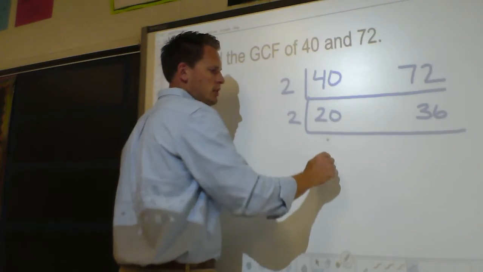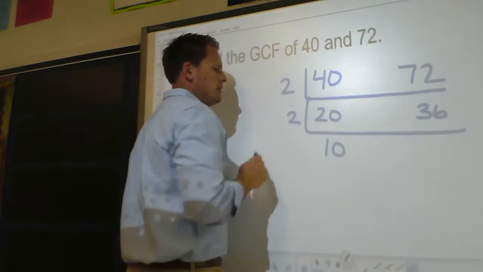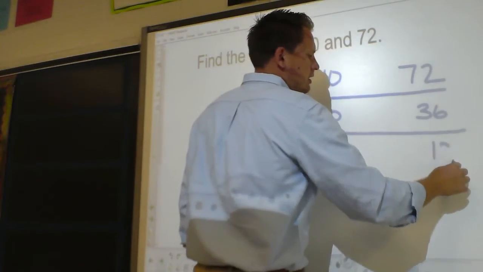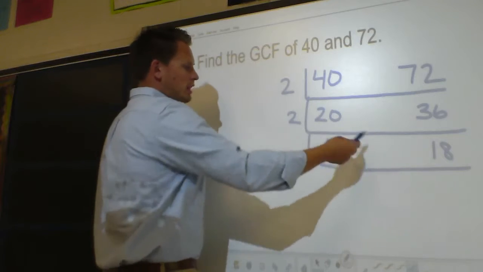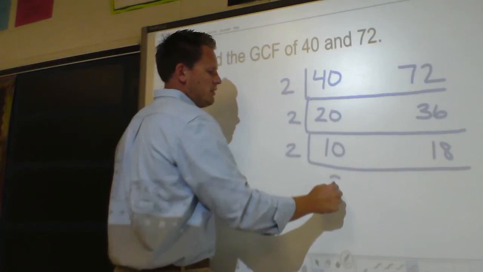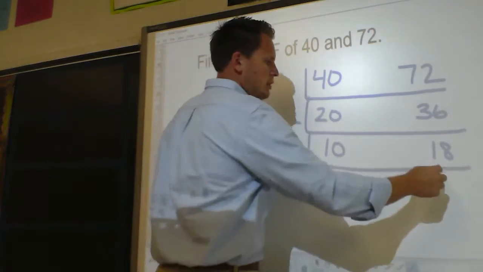What's 20 divided by 2? 10. What's 36 divided by 2? 18. They're both even again. Pull another 2. 10 divided by 2 is 5. 18 divided by 2 is 9.